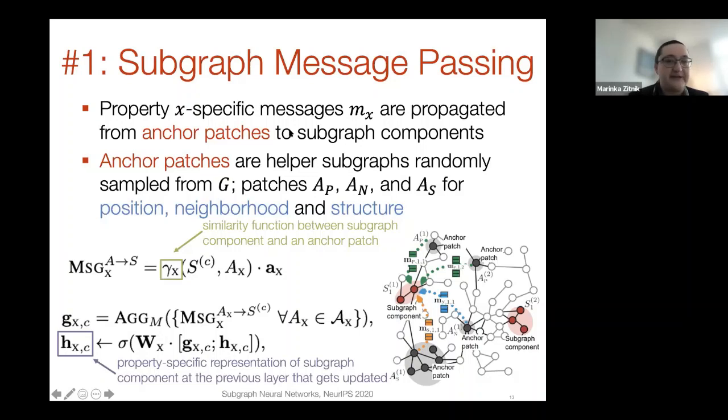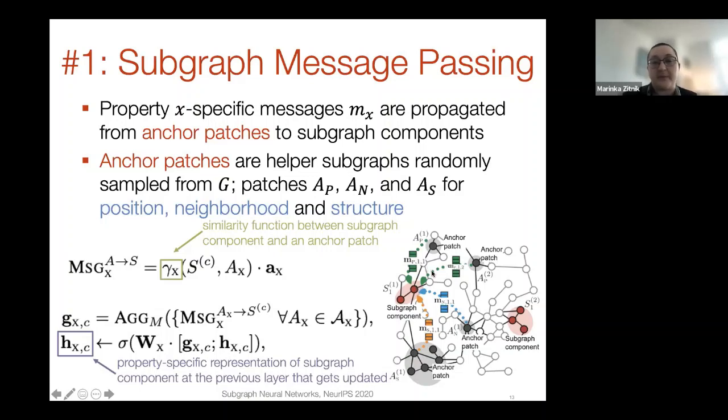For each of three properties of subgraph topology, position, neighborhood, and structure, we specify a property X, a specific message, M sub X. That message is essentially a vector that is sent or propagated from anchor patches to subgraph components. Anchor patches are small helper subgraphs that are randomly sampled from the rest of the graph. In this picture, they are shown as these gray subgraphs. Those are randomly sampled during the process of training, and when sampled, they send their message M sub X to the subgraph component that we are trying to embed.